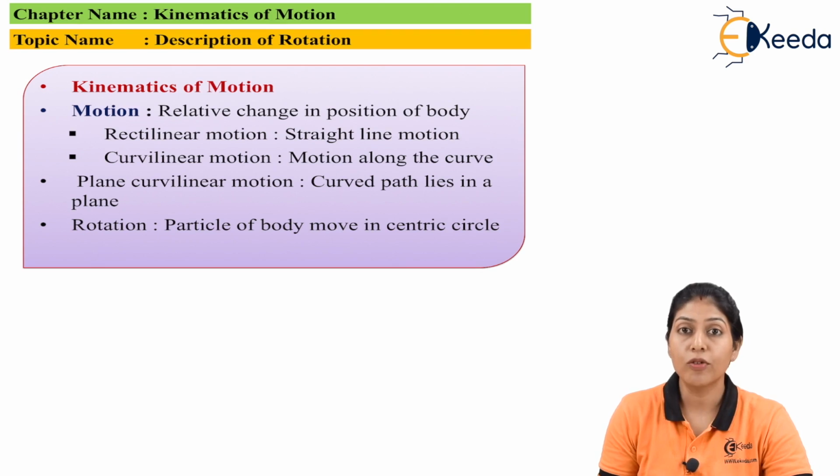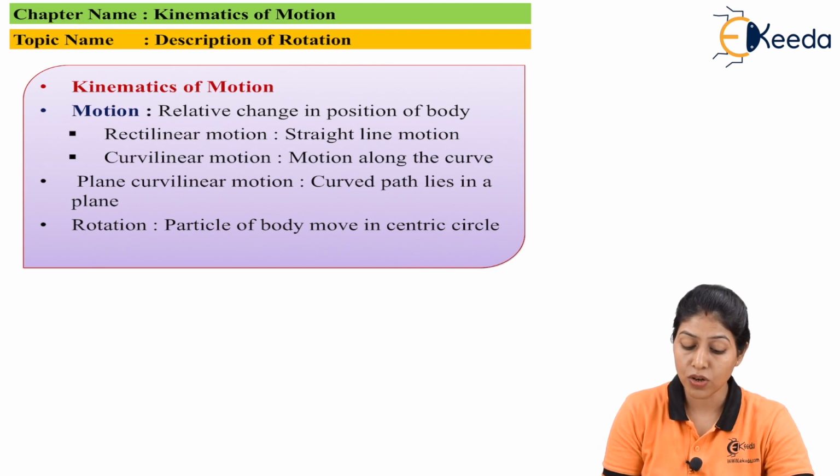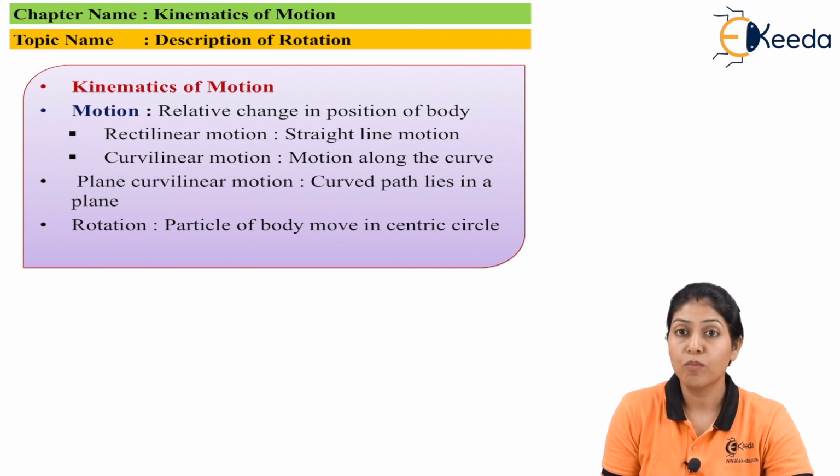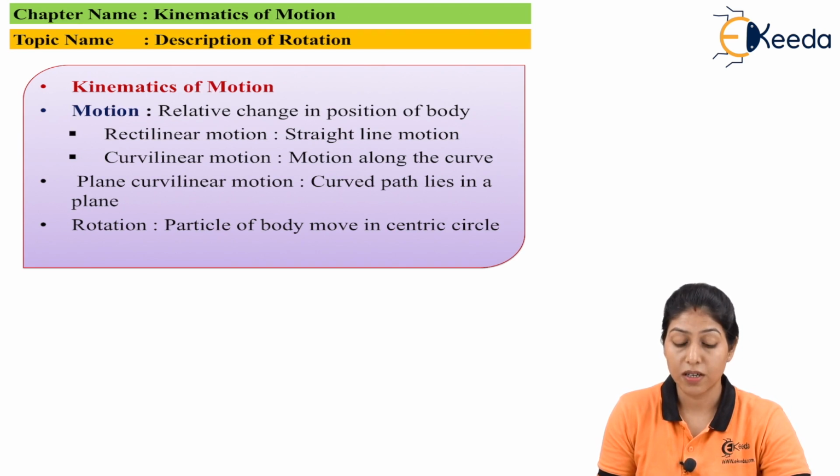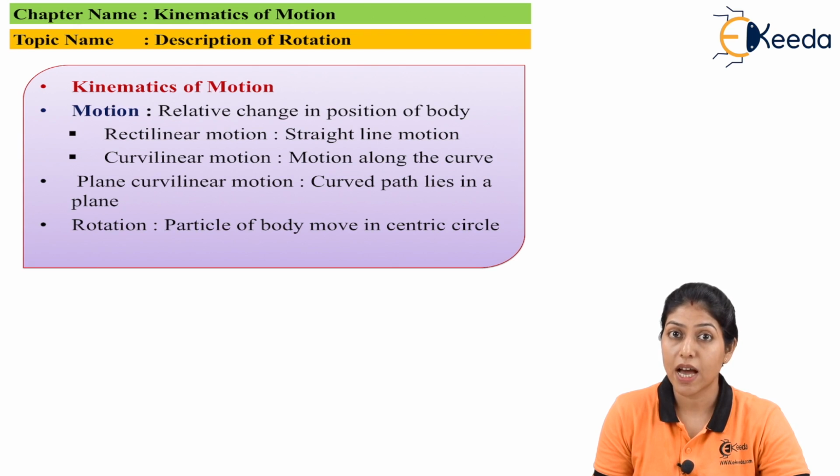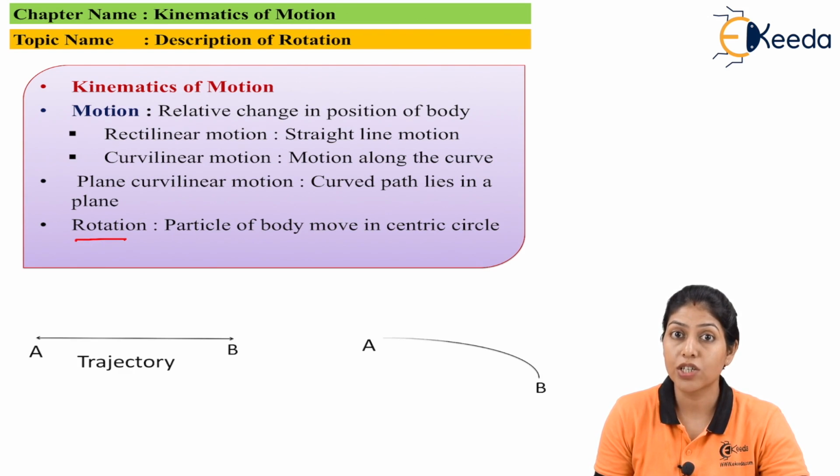But if we talk about rotation, the particle of the body moves in a concentric circle. So rotation will be represented as the movement of that particular particle along the periphery of the circle. And here the center is not changing, or we can say the center of rotation, the center of the movement of the particle along the curve, is not at all changing. We will consider a constant center.